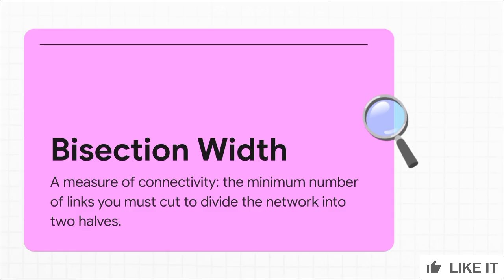The bisection width is simply the number of wires, or links, that your knife just sliced through. The more links you cut, the more pathways there are for communication between the two halves, and the more powerful and less congested your network is. And this metric perfectly shows why some designs are so much better than others.